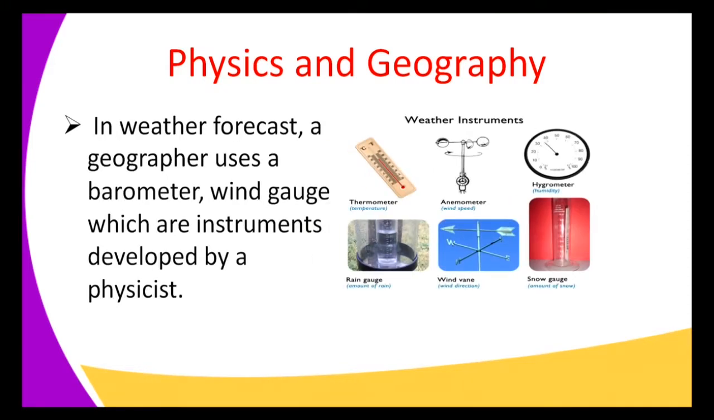Like this apparatus that we have here, we have a thermometer, a rain gauge, an anemometer, a hygrometer, and we also have a snow gauge. All these apparatus are developed in physics and then applied in geography to measure the weather conditions. So that's the relationship between physics and geography.